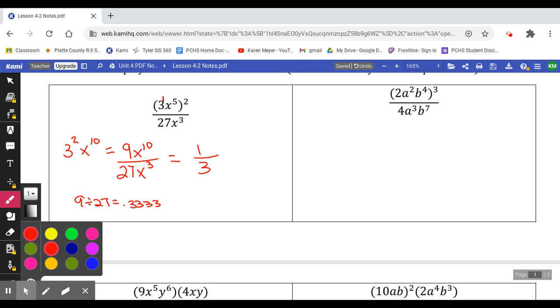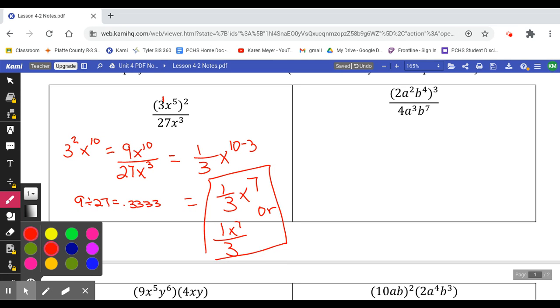And then we're going to subtract our exponents. So that would be 10 minus 3. So we're looking at 1/3 x to the 7th. Or if you want to write your answer as 1x to the 7th power over 3, that's the same thing. You can either put the x to the 7th off to the side of the fraction, or you can put it on the top of the fraction.